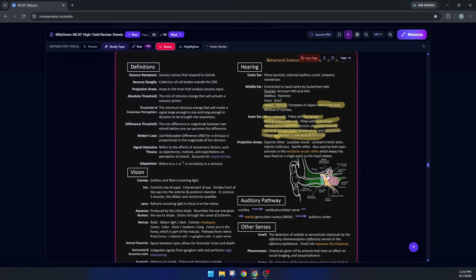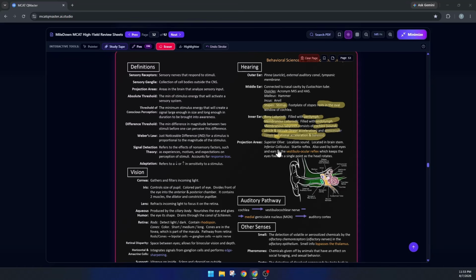Your superior olive is located in your brainstem, more specifically your pons, and it's for sound localization. That's the primary function of your superior olive. So what does that mean? It calculates where the sound is coming from. That's basically what sound localization means.